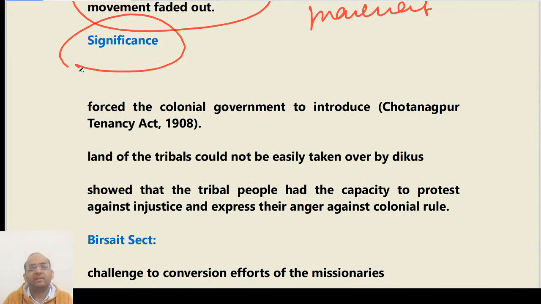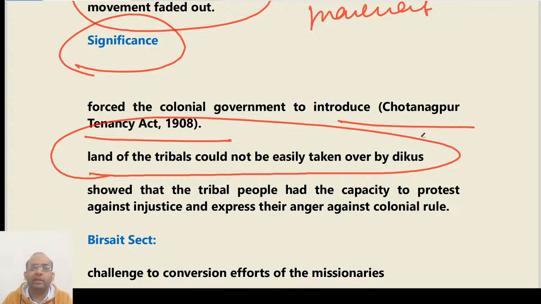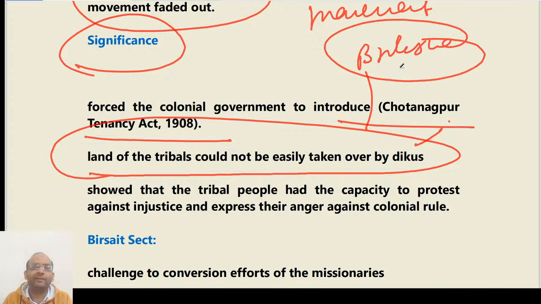And what is its significance? Nevertheless, the colonial government did bow to their demands and introduced the Chota Nagpur Tenancy Act 1908, where the land of the tribals could not be easily taken by Dikus, that is Hindu landlords and moneylenders. But Britishers still had the power to take away the land from tribals. But it restricted the land taken away by the landlords or moneylenders, कि तुम मत करो, हम सिर्फ लैंड ले सकते हैं, ये हक हमारा है इनको एक्सप्लॉइट करने का.